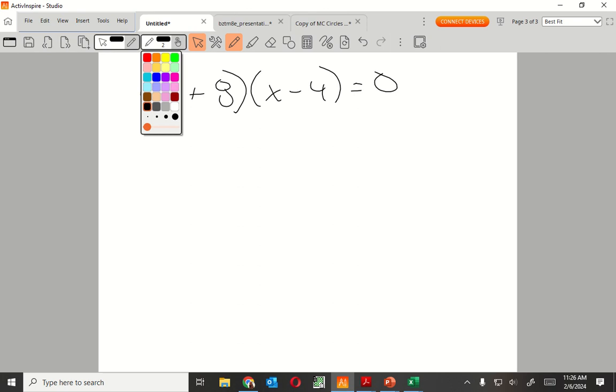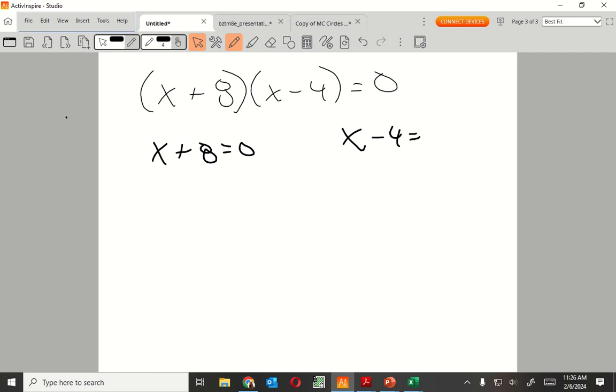So x plus 8, x minus 4. By doing our factors here, we could set each one of these equal to 0. So if x plus 8 equals 0 and x minus 4 equals 0.